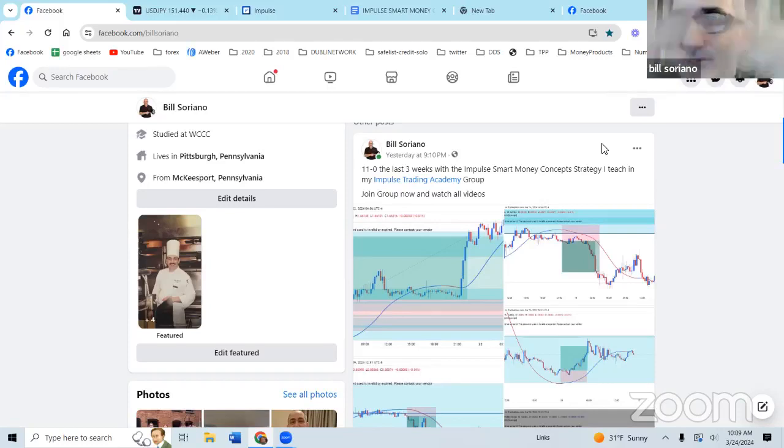I own a restaurant, so I'm there during the day, so I can only take trades during the Asian session. And with this strategy, you have to be at your charts. You're doing market execution orders. You're not doing limit orders. So I can't take trades unless they go off during the Asian session.